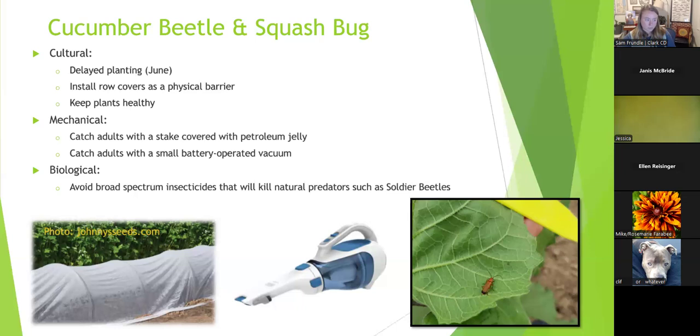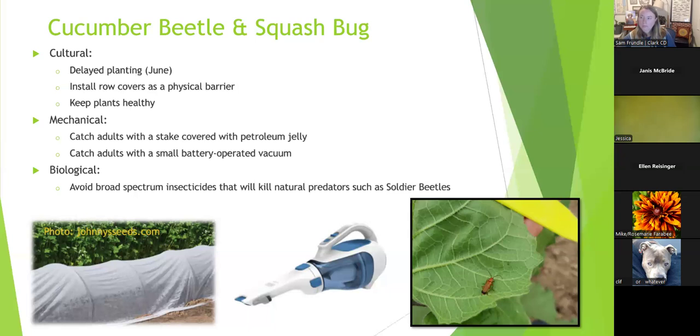We also have a battery operated vacuum known as a dust buster. I didn't want to use a brand name here, but we catch adults with those. It's pretty fun. And then they're in the little capture cavity thing, and we just leave it in the sun, and the next day they're all dead. So those are examples of mechanical removals.